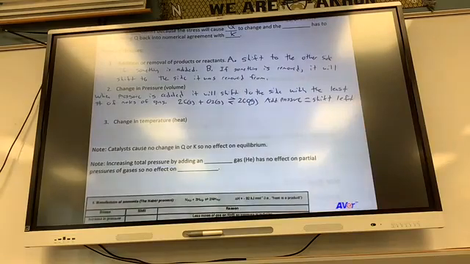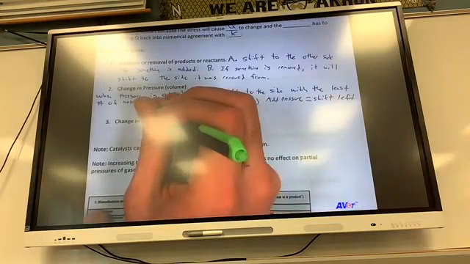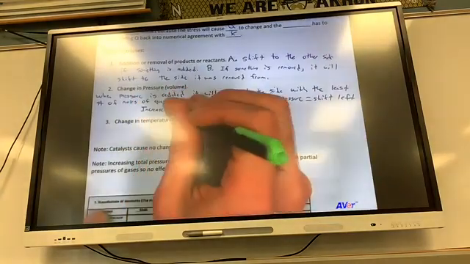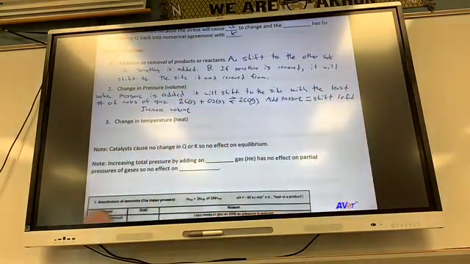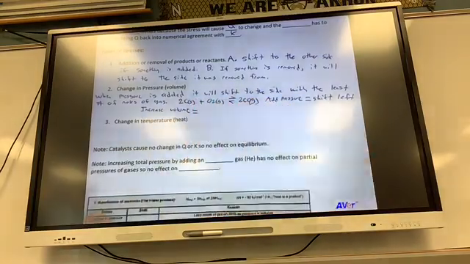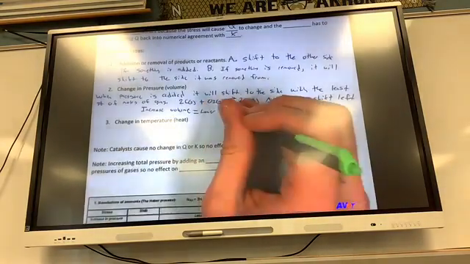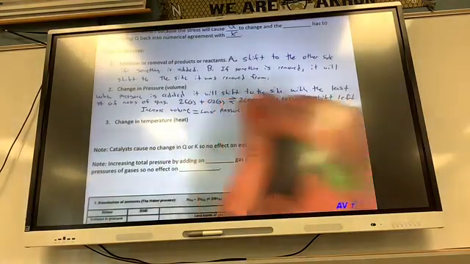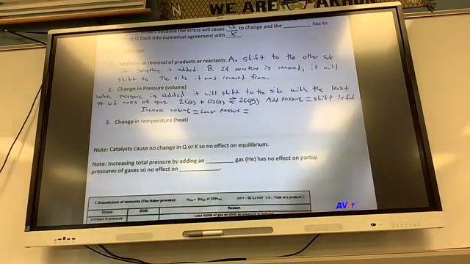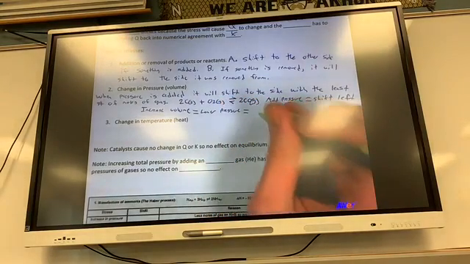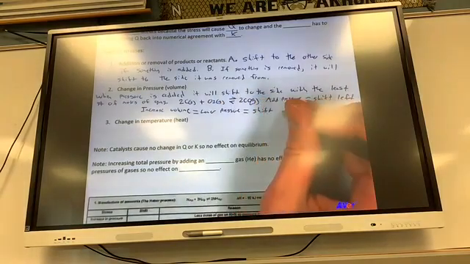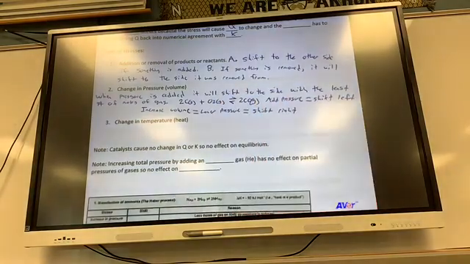The other thing I could do would be, what if I increase the volume? If I increase the volume, what does that mean I'm doing to the pressure? That means I'm lowering the pressure, agreed? Yes? That means I'm lowering the pressure, which means it will shift which way? It'll shift to the right, because if I remove pressure, it's going to shift to the side with the most moles of gas.